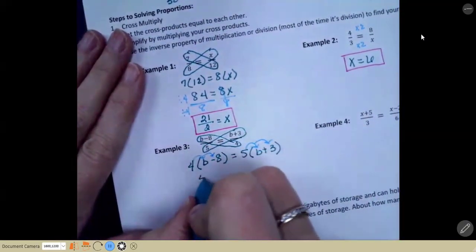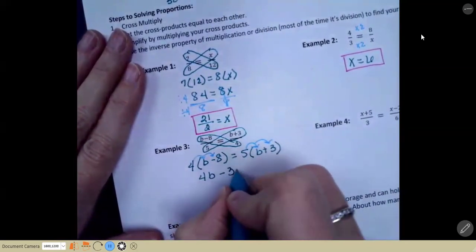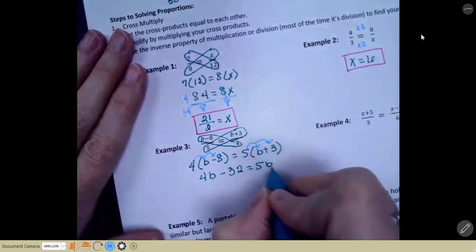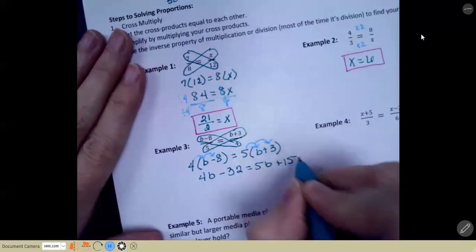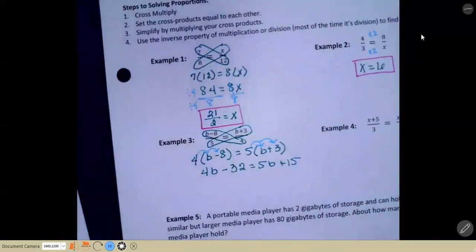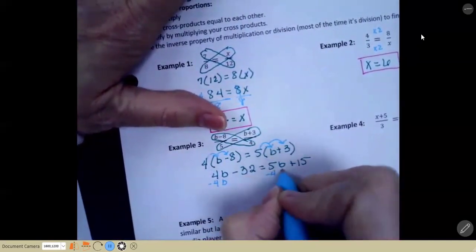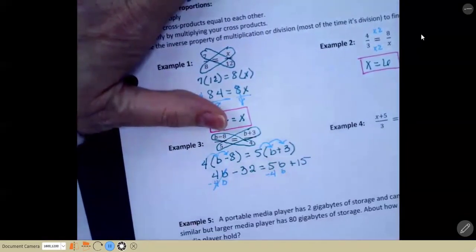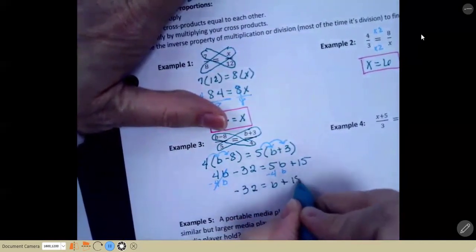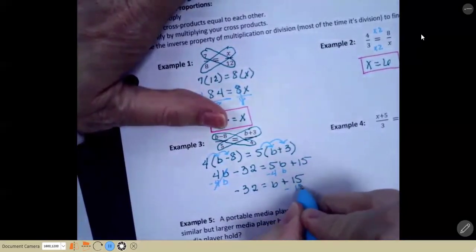So 4 times b is 4b. 4 times -8 is -32. Equals 5 times b is 5b, and 5 times 3 is 15. From this point, this is exactly what you did in lesson 1-2, and you should be able to solve this. What I'm going to do is subtract 4b on both sides. Okay. And I'm left with -32 equals b plus 15. And then I need to subtract 15 on both sides.